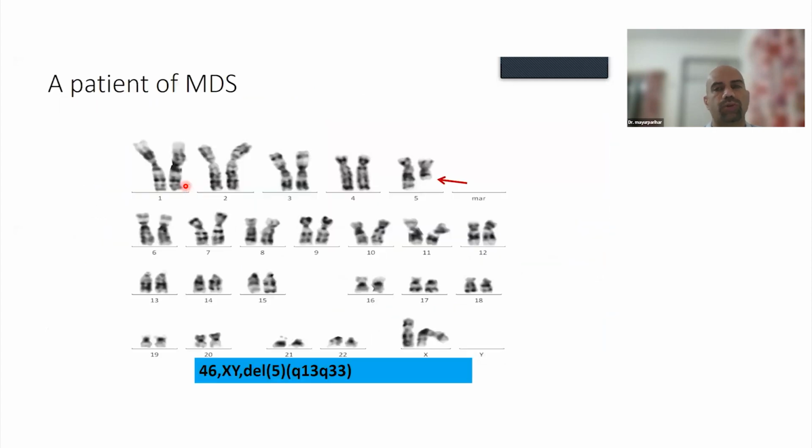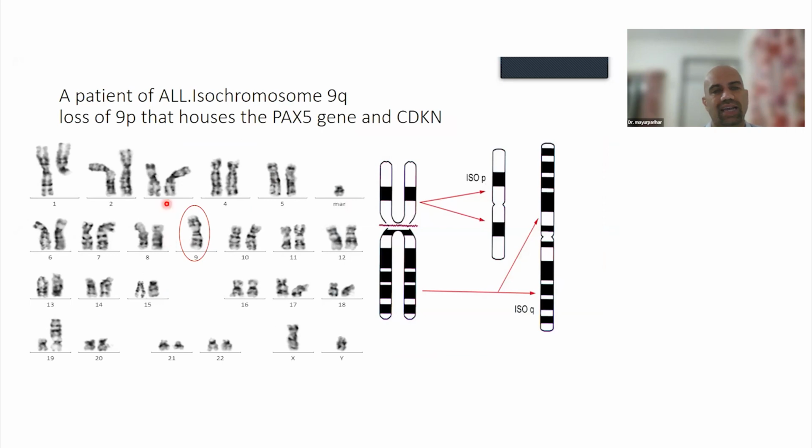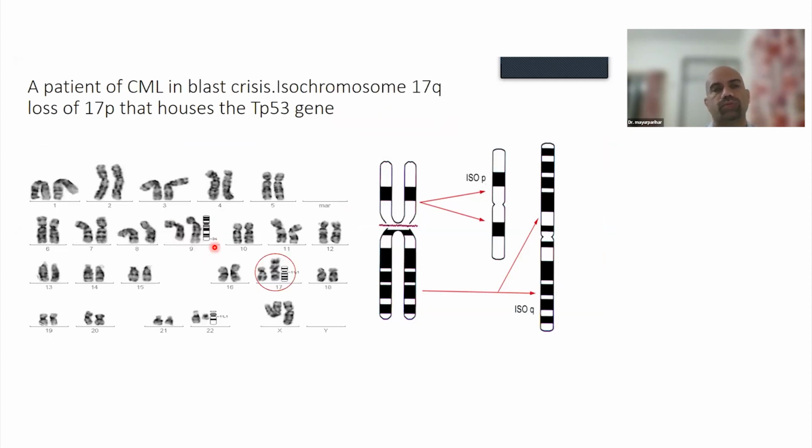Deletion is nothing but a loss of a part of a chromosome. So deletion 5q in myelodysplastic syndromes. An isochromosome is when one arm is lost and the other arm duplicates. So as I said, iso 9q. So what happens is the 9p is lost and the q arm has duplicated. So it's a mirror image of one arm of the chromosome. Patient of CML not responding to therapy showing 9;22 and isochromosome 17q. So because of the isochromosome 17q, what has happened is the p arm has got lost. The p arm houses the TP53 gene, resulting in deletion of the TP53 gene.